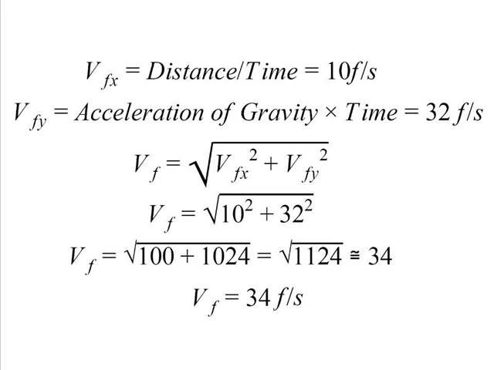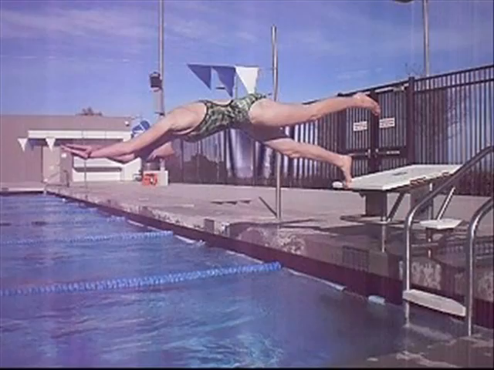So v sub f, or the final velocity, equals the square root of the quantity v sub fx squared plus v sub fy squared. By substituting in the values, the answer comes out to 34, which proves that gravity will accelerate a projectile downwards, since the initial velocity was 10 feet per second and ended up as 34 feet per second, due to gravity.